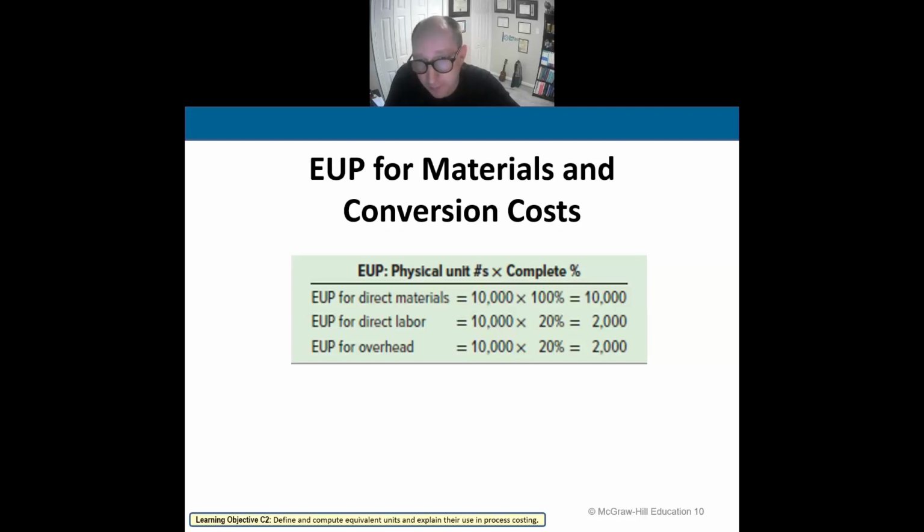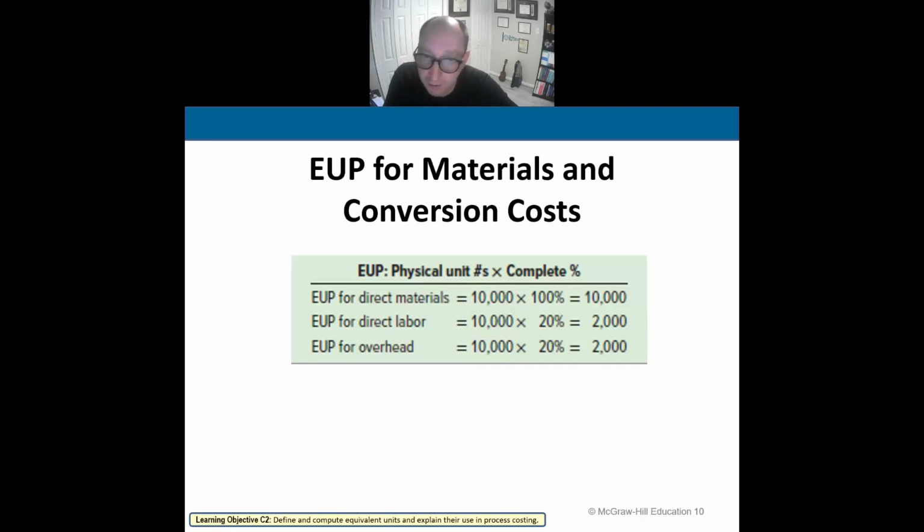So in this example, if I expect to complete 10,000 bottles of water, I expect to utilize 100% of my direct materials, my plastic. I also expect that I will use 20% of my direct labor as it's moving through the accounting period, as it's moving down through the process. And I also expect I will use 20% of my factory overhead as it's moving through the process for these 10,000 units.